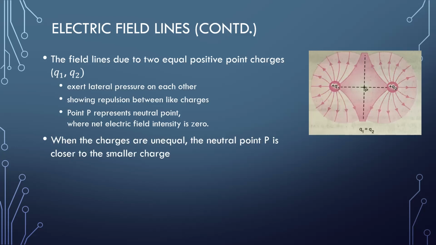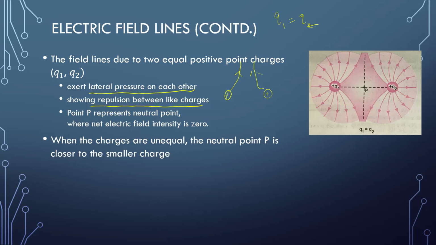Now electric field lines continued again. So here you have electric field lines due to two equal positive point charges. So this is plus Q1, this is plus Q2, right. This is also a positive charge and this is also a positive charge. They are both equal, Q1 is equal to Q2. So this particular diagram is showing that they are exerting lateral pressure on each other because they are showing repulsion between like charges.